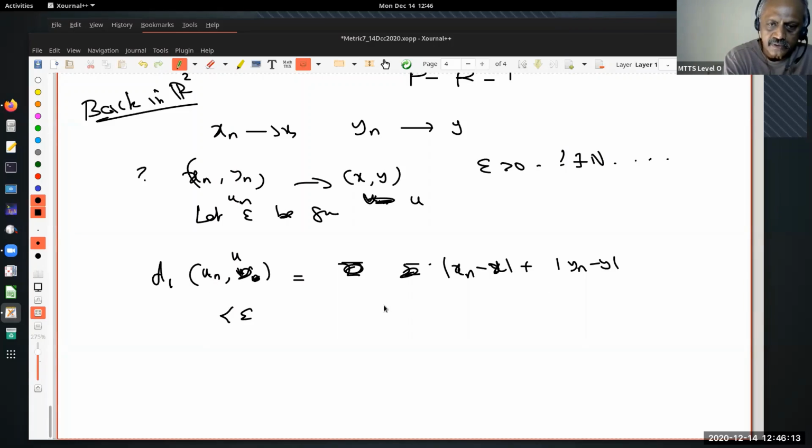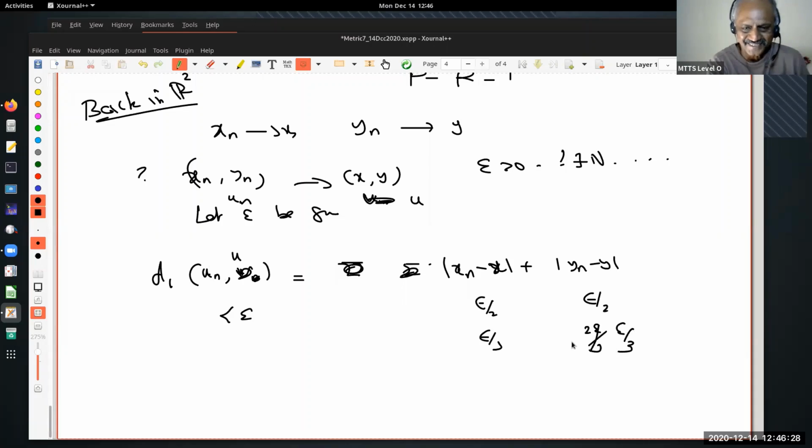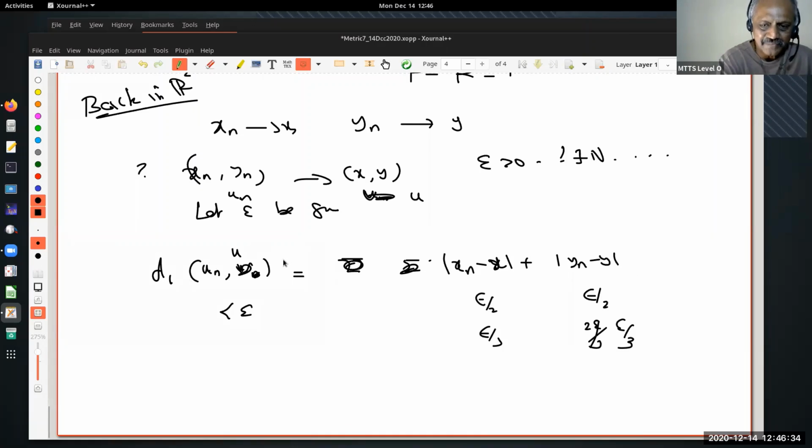If I want to make this less than epsilon, what is the easy way out? I can make this epsilon by 2 and this also epsilon by 2. There is no sanctity in that. I can make one epsilon by 3 and the other 2 epsilon by 3, or make both epsilon by 3, and the whole thing will still be less than 2 epsilon by 3, therefore less than epsilon. Are you following? Anyway, for symmetry, we will take epsilon by 2 each. Do I know how to make this happen? Yes.